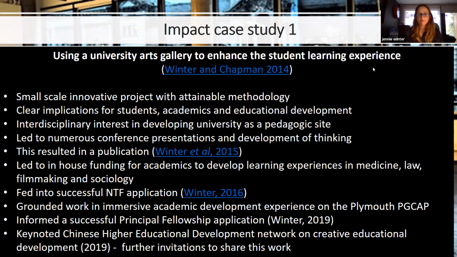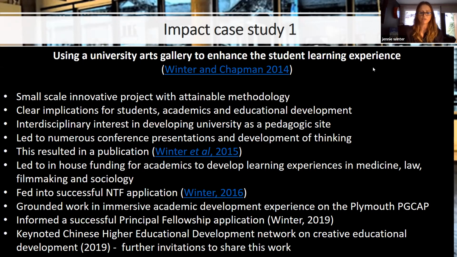I used that money to explore how a contemporary art gallery could be used to promote disciplinary specific metacognitive strategies in students. So taking students into art galleries and forcing them to stay for a lot longer than they seemed comfortable with, to try and get them to make connections between what they were seeing, what they were doing, the processes they were going through to make sense of the art, and link that back to their disciplinary contexts. It wasn't a huge project. About 70 students participated in it, but it had really, really clear implications for students, for staff, and also very importantly for educational developers.